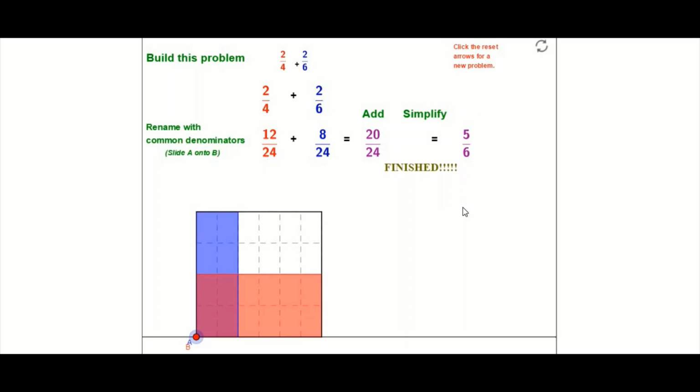And that is how you add fractions from a conceptual point of view. I hope that this video would have helped you to master the skills of adding fractions and help you to have a better understanding of how to combine two fractions.